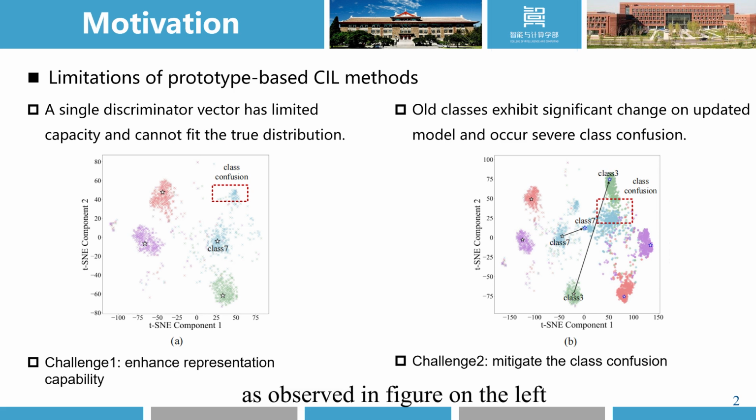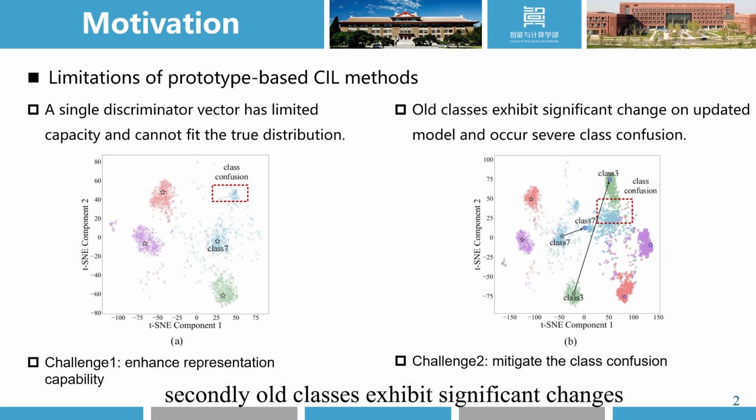As observed in the figure on the left, Class 7 forms two distinct clusters in the feature space, while the prototype lies only in one of the clusters. This shows that a single discriminative vector has limited representation capability and fails to fit the manifold distribution, leading to the misclassification of the samples within the red box.